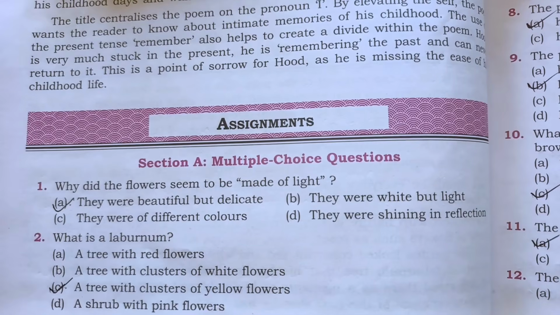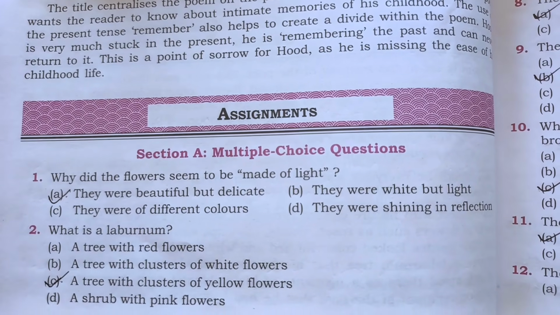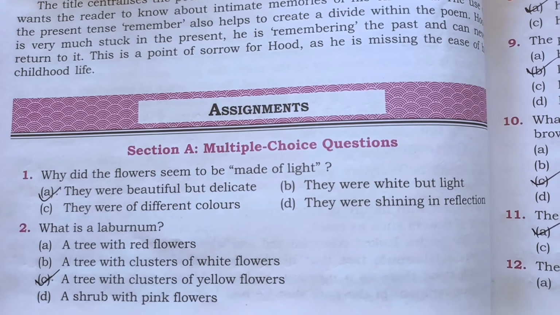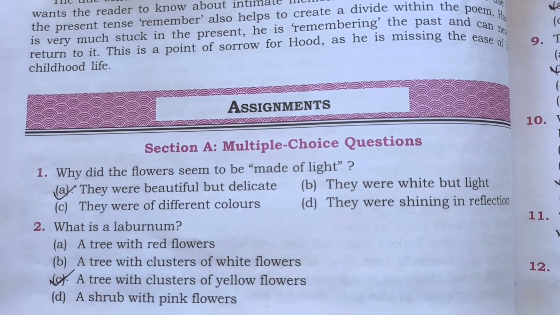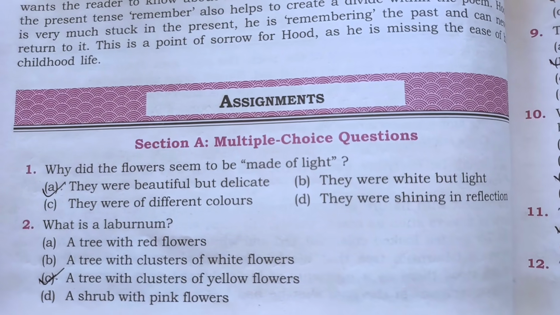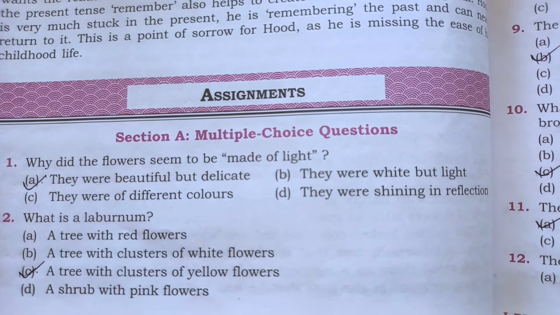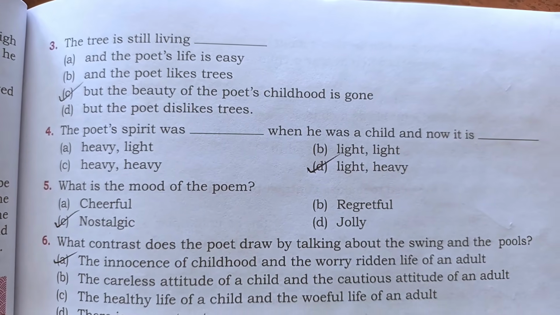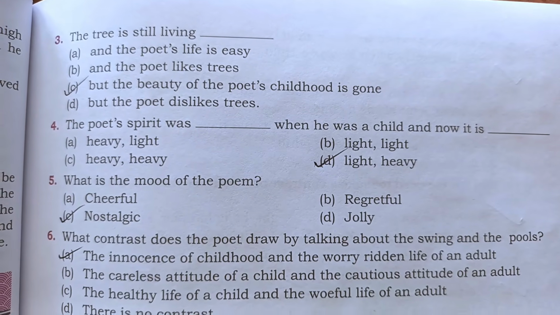So the first one, why did the flowers seem to be made of light? Option A is correct. They were beautiful but delicate. Second one, what is a laburnum? Option C is correct, a tree with clusters of yellow flowers. Next one, number 3, the tree is still living. Option C, but the beauty of the poet's childhood is gone.